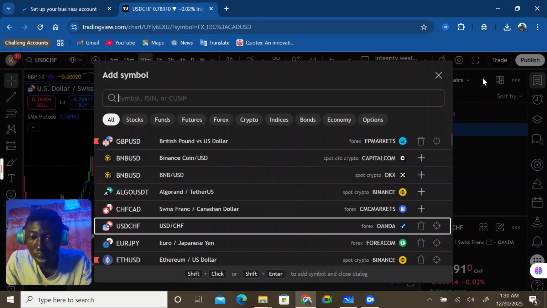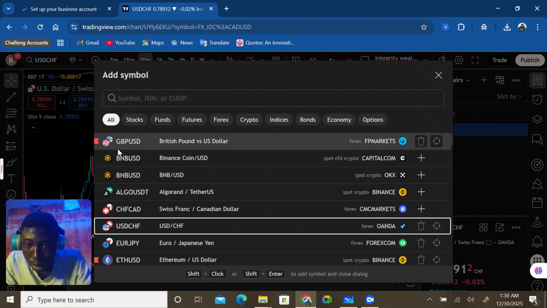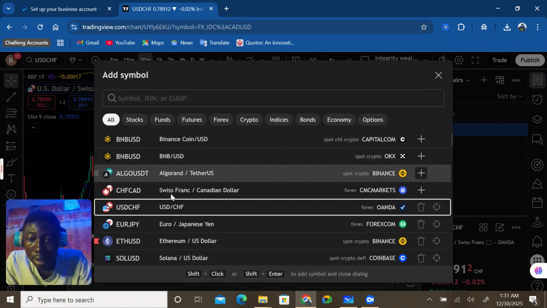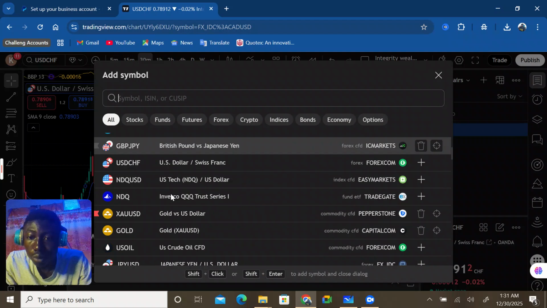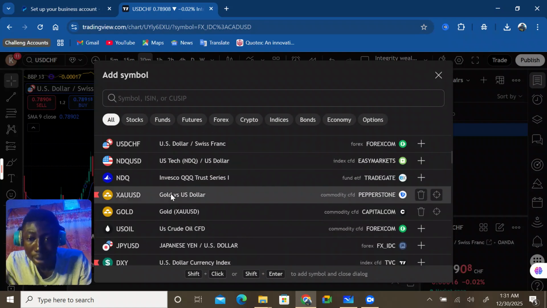Now when you come to this place over here, this is what you have to take note of. There are different markets over here. We have stock, we have funds, we have futures, we have forex, we have crypto, we have indices, we have bonds, we have economy, we have options. Now this is what you have to know and understand very well. It's very important. When you click on all, it means you're going to see all of them over here. You can see crypto, forex, bonds, whatever. That is all for you.